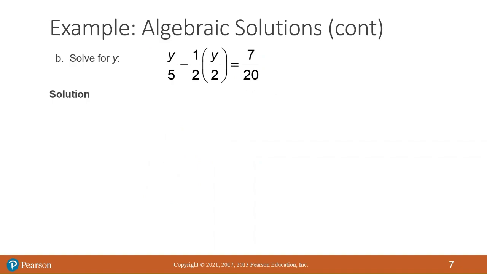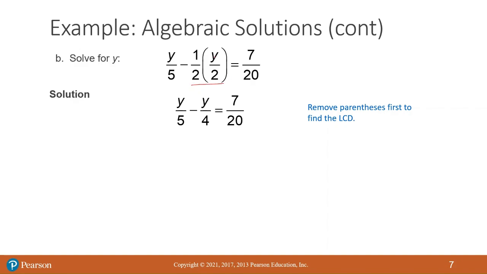Now, let's look at this scenario here. It says y over 5 minus 1/2 times y over 2 equals 7 over 20. Now, what we want to do first is simplify. We want to remove the parentheses to first find the least common denominator. What we did here was we simplified this middle term, because there was a simple simplification that could be done.